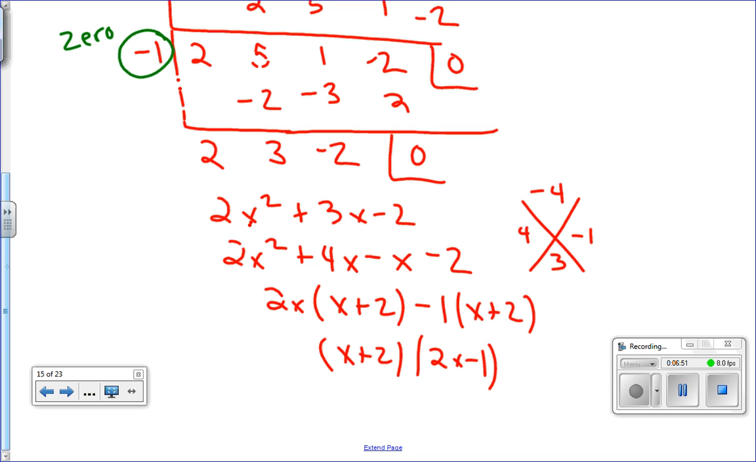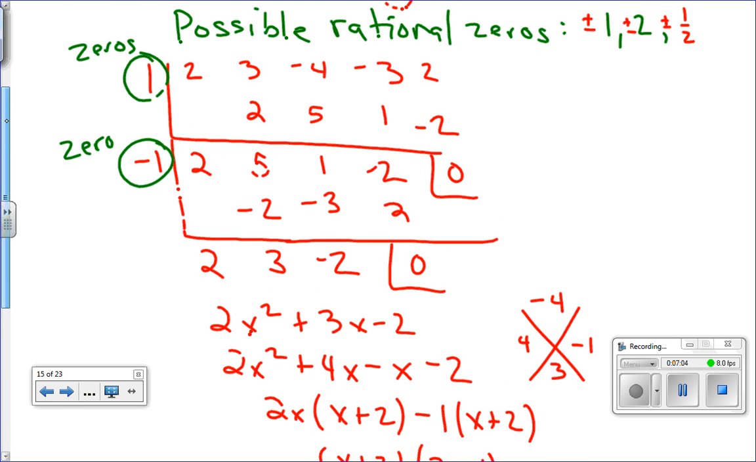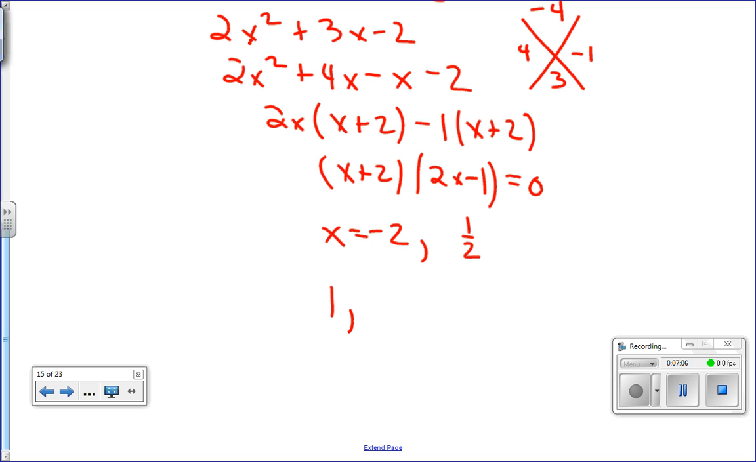So the other 2 zeros can be found by setting this equal to 0 and solving. So one 0 is -2 and the other is 1/2. So there they are. Let's group these together. From my synthetic division, I got 1 and -1. So 1, -1. And then from the factoring, I got -2 and 1/2.